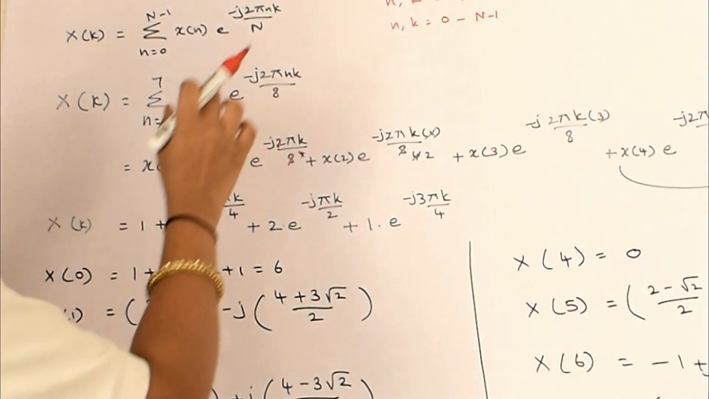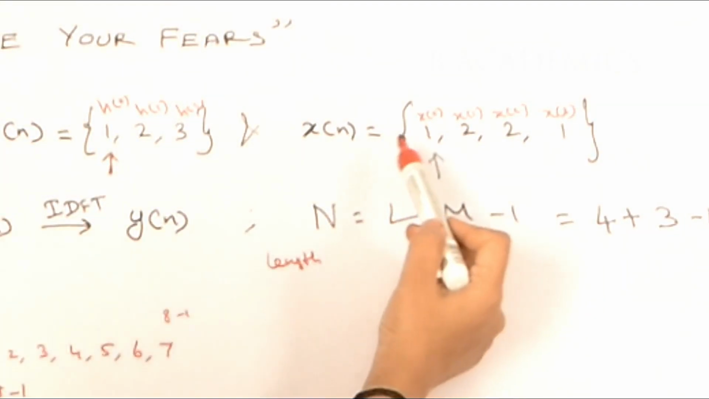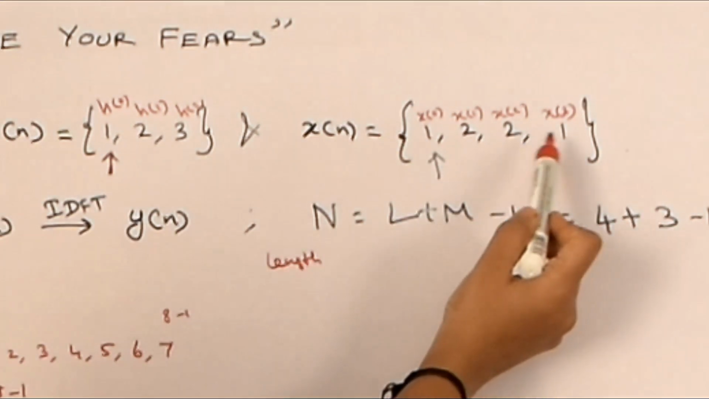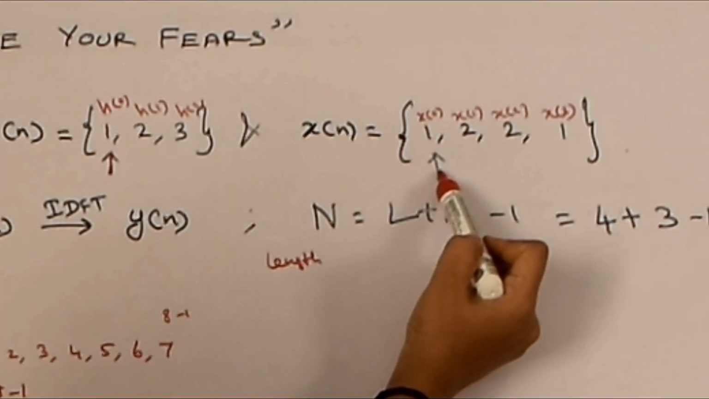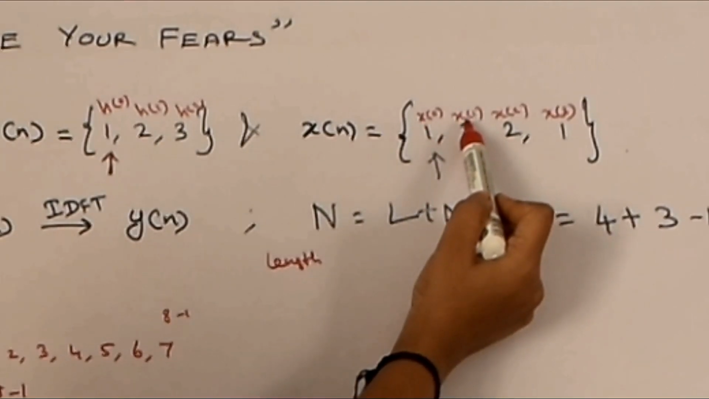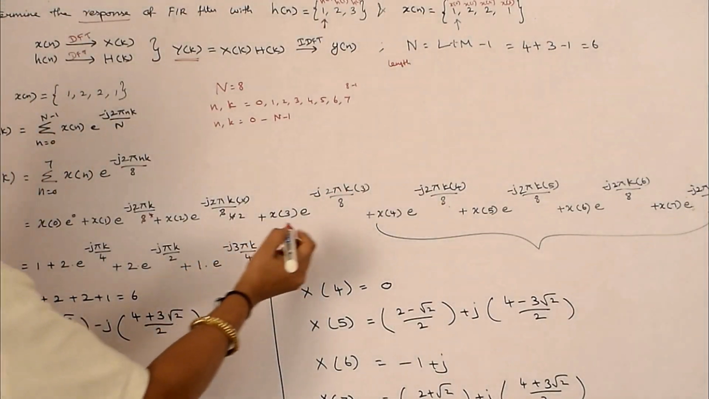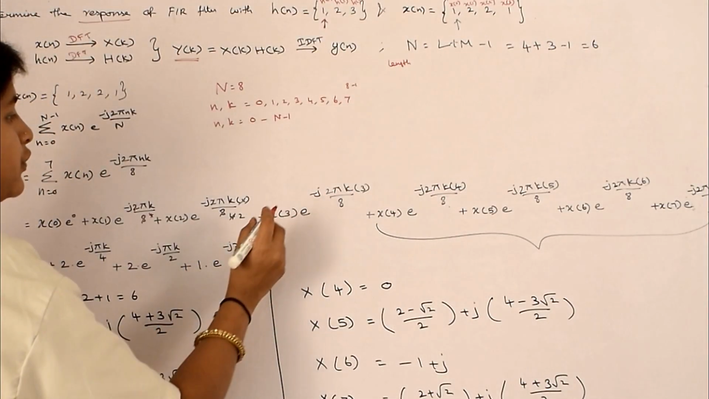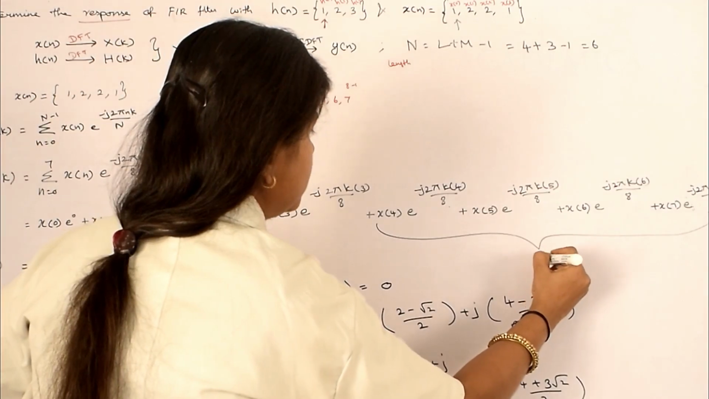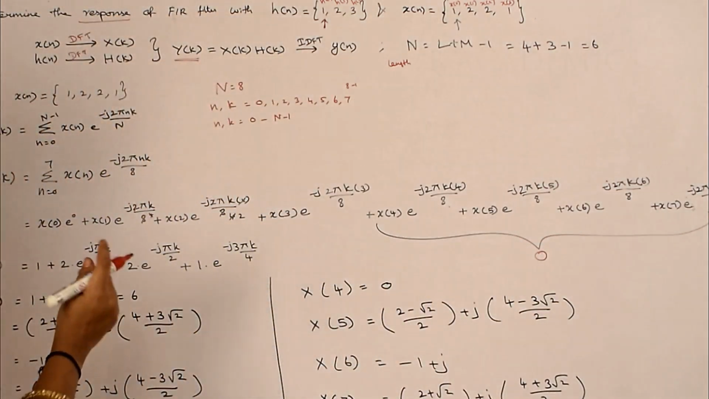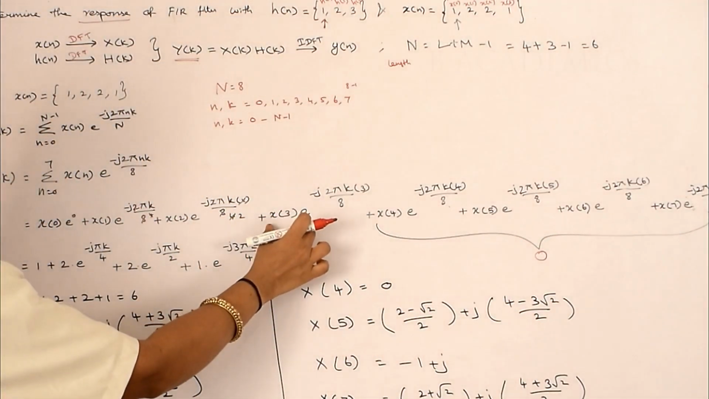Now what is given in your question? X of n is equal to 1, 2, 2, 1. So the sequence starts from here. It is x of 0, x of 1, x of 2, x of 3. So we can substitute only till x of 3. The remaining values will be 0. So consider from x of 0 to x of 3.